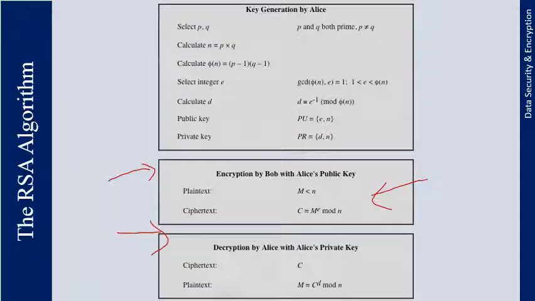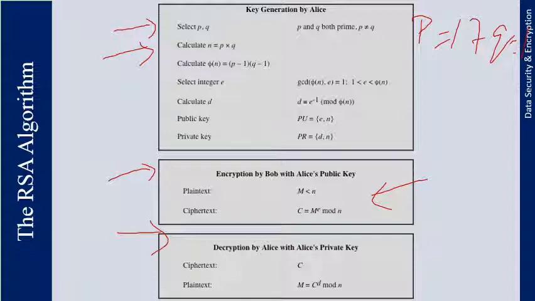So first of all, you have to select two random prime numbers p and q, and p and q should not be equal. That means you should select different prime numbers. For example, we select p is equal to 17 and q is equal to 11. The next step is to calculate the number n by multiplying p and q.